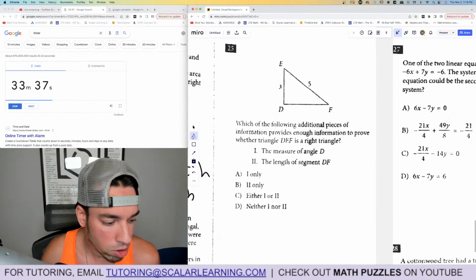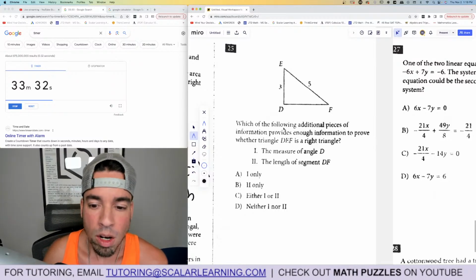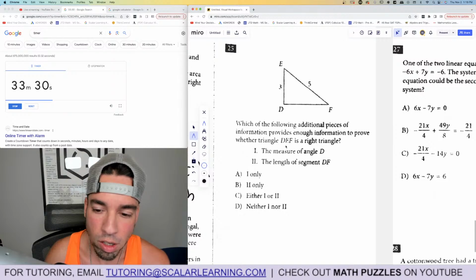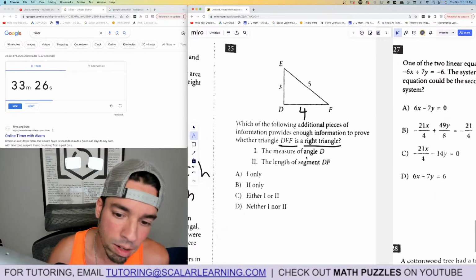All right, back to the timer. Now we're going to get to the hardest of the multiple choice. The last one was actually pretty interesting, I guess, tricky. Okay, which of the following additional pieces of information proves triangle DEF is a right triangle? If we know that DF is 4, because it's a 3, 4, 5.